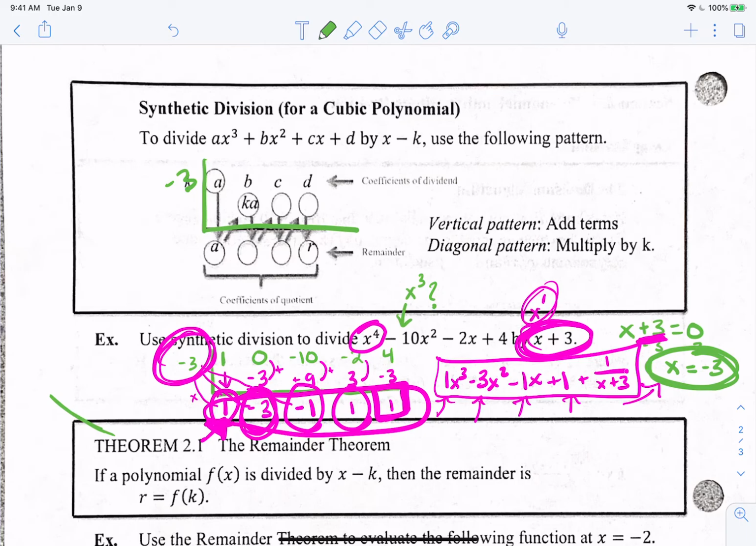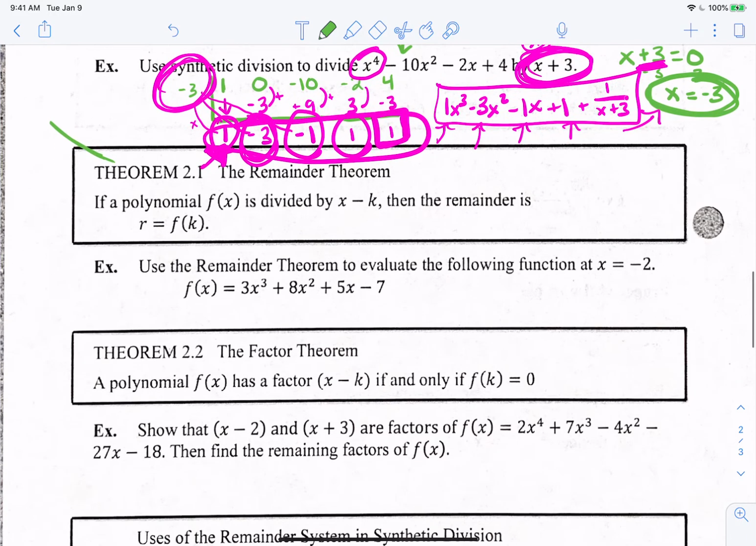On the last video, we did long division and synthetic division. The next thing we're going to talk about is the remainder theorem, which gives you a really nice way of checking your answer. Use the remainder theorem to evaluate the following function at x equals -2. I want to plug -2 in for each one of the x's. That's all I'm doing.